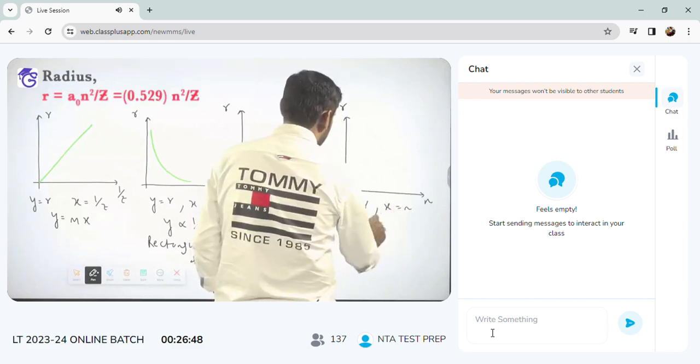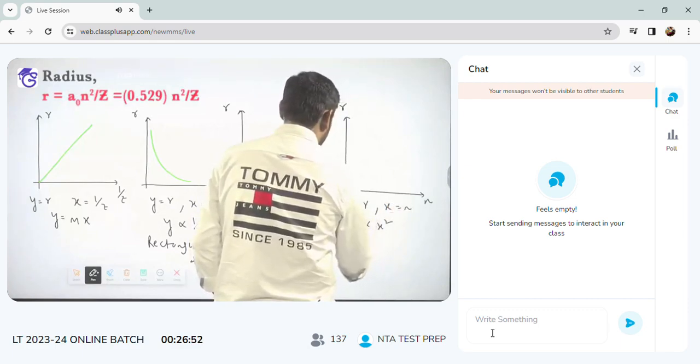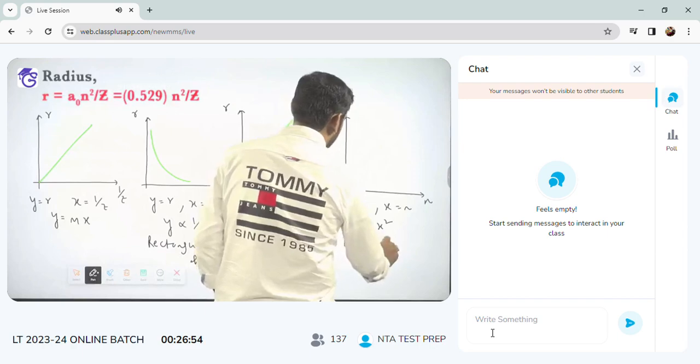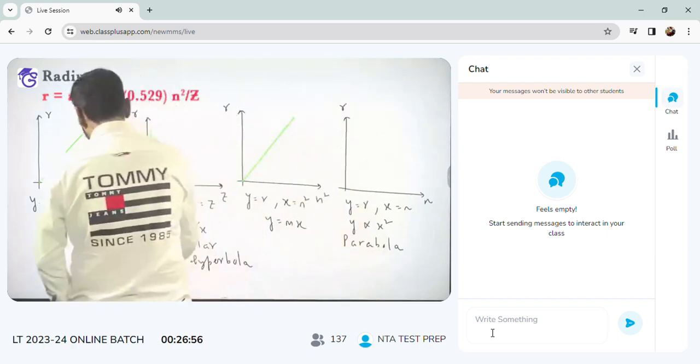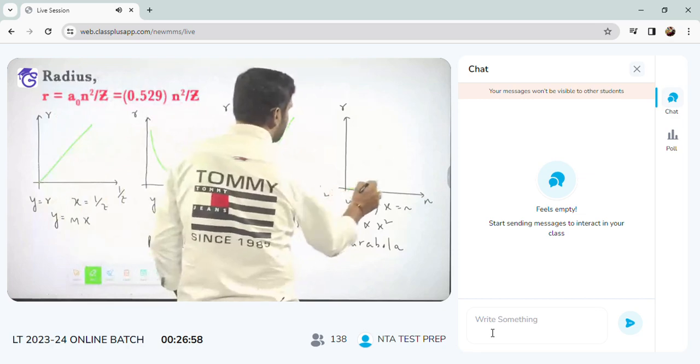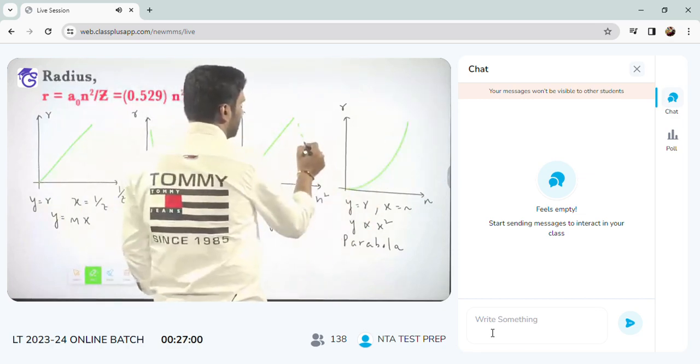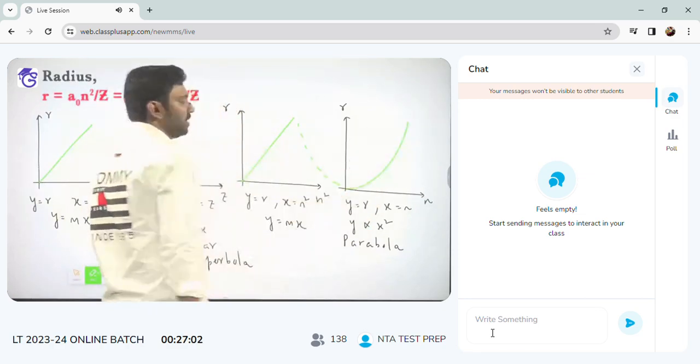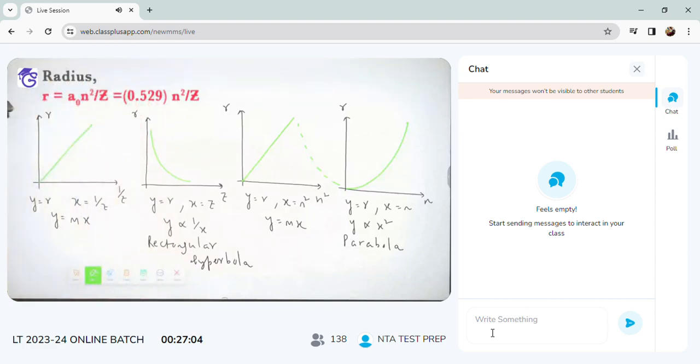Next, you get y is equal to R and x is equal to n. So hence you get y proportional to x square. Y proportional to x square is a parabola. So since it is a parabola, you get a graph like this. Now you have to remember that full parabola looks like this. We will only show the right hand side. Correct? Half fourth is a parabola.